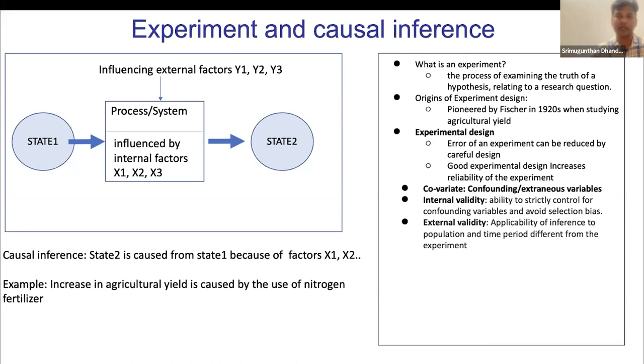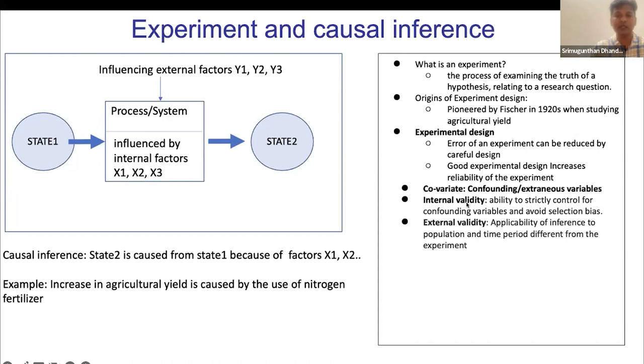And there are so many different experimental designs that are possible. Okay, so in this case, the variables that are influencing your dependent variable, which is the agricultural yield, are called covariates. There are internal factors and there are external factors. The external factors are called confounding variables. These are some terminology: confounding variables and extraneous variables. So when you want to construct an experiment, you want to be able to achieve high internal validity.